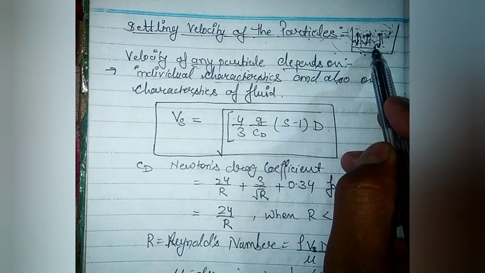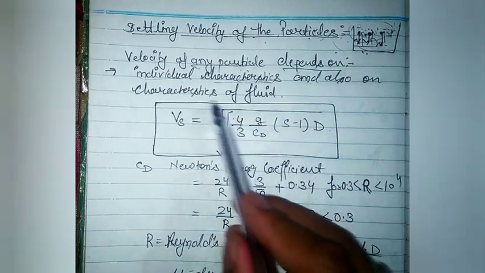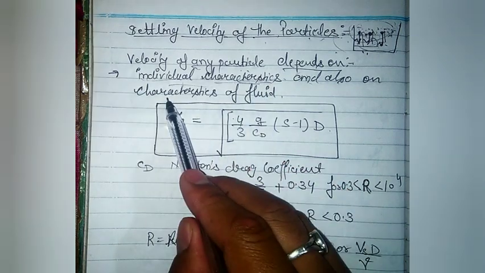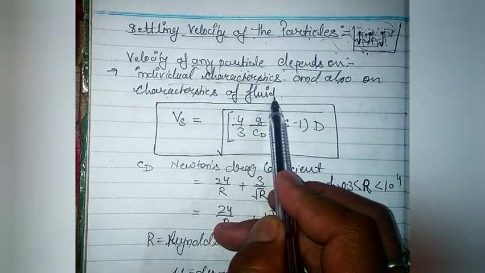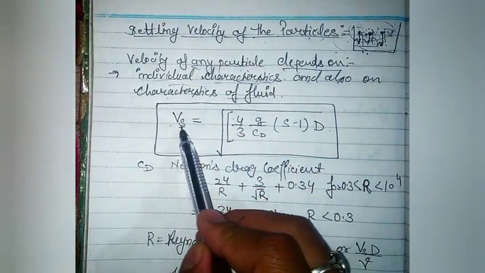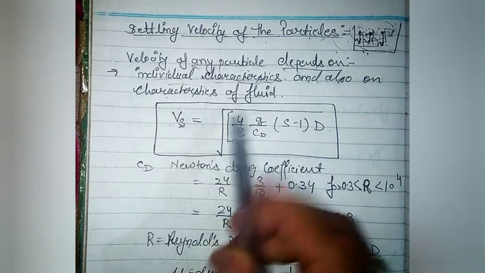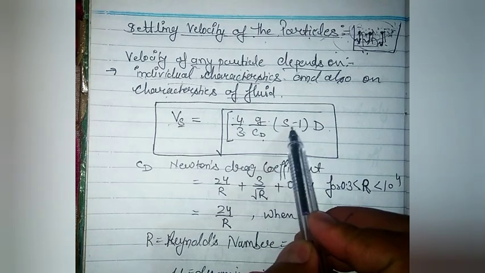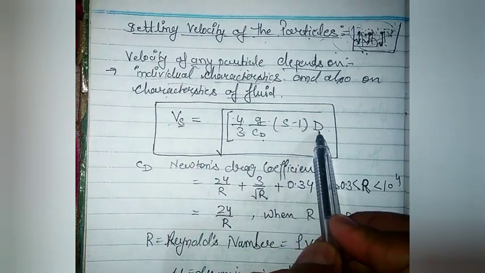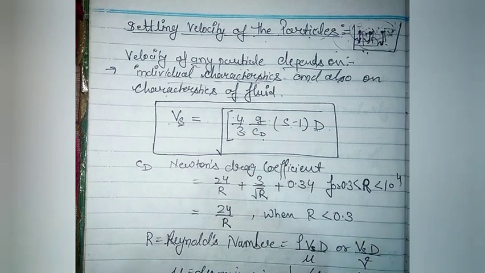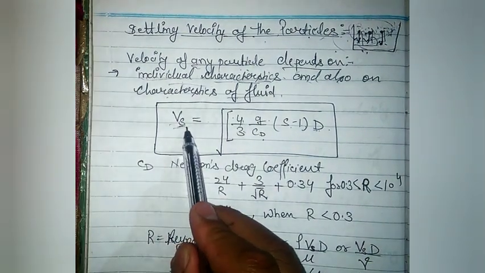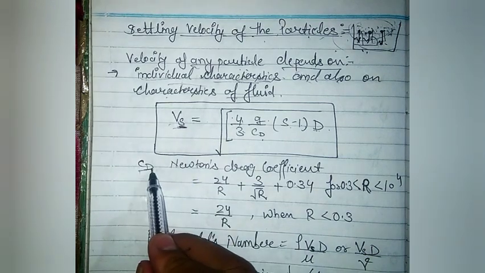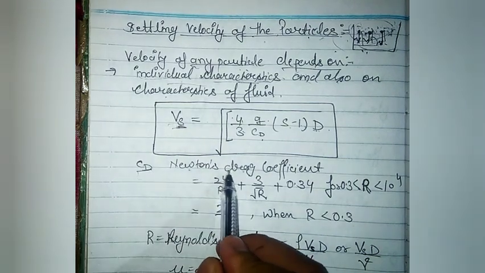So the settling velocity depends on the individual characteristics of the particles and also on the characteristics of the fluid. It is given by Vs, the settling velocity, as the square root of 4 by 3, small g over CD, into (capital S minus 1) into D. What is Vs? Vs is the velocity of settlement, and what is CD? CD is Newton's drag coefficient.